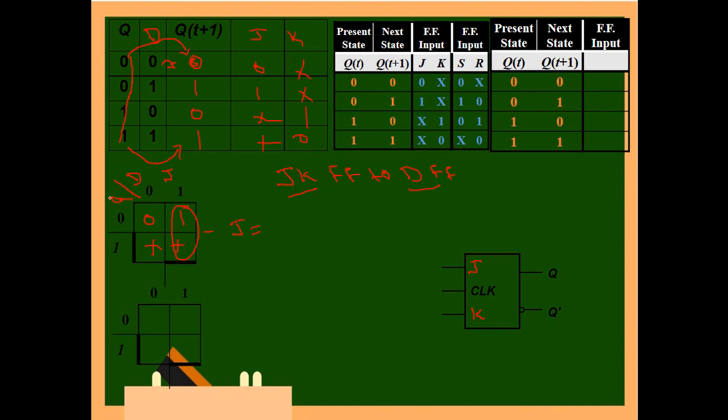Similarly, go with the second one for K. For K we have don't care, don't care, 1 0. We can make a grouping like this. In this grouping Q gets cancelled, and K is equal to D bar. Now we have to draw the diagram. First take whichever input we require. D flip-flop means D. J is equal to D, so simply connect it here. Then the K and D relation is D bar, so go here with a NOT gate. This is how you convert a JK flip-flop to a D flip-flop.